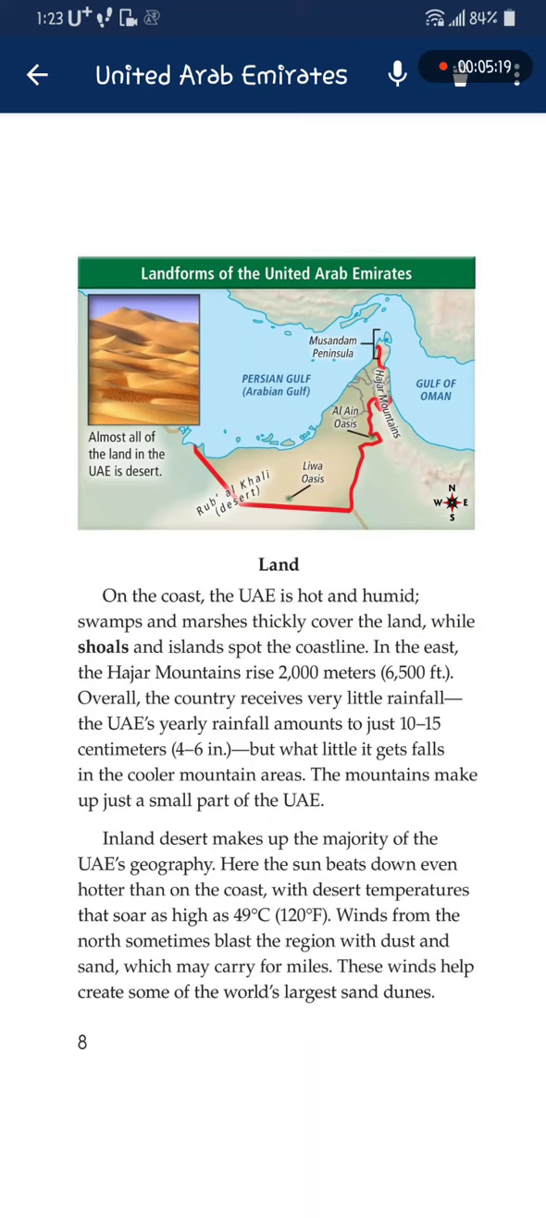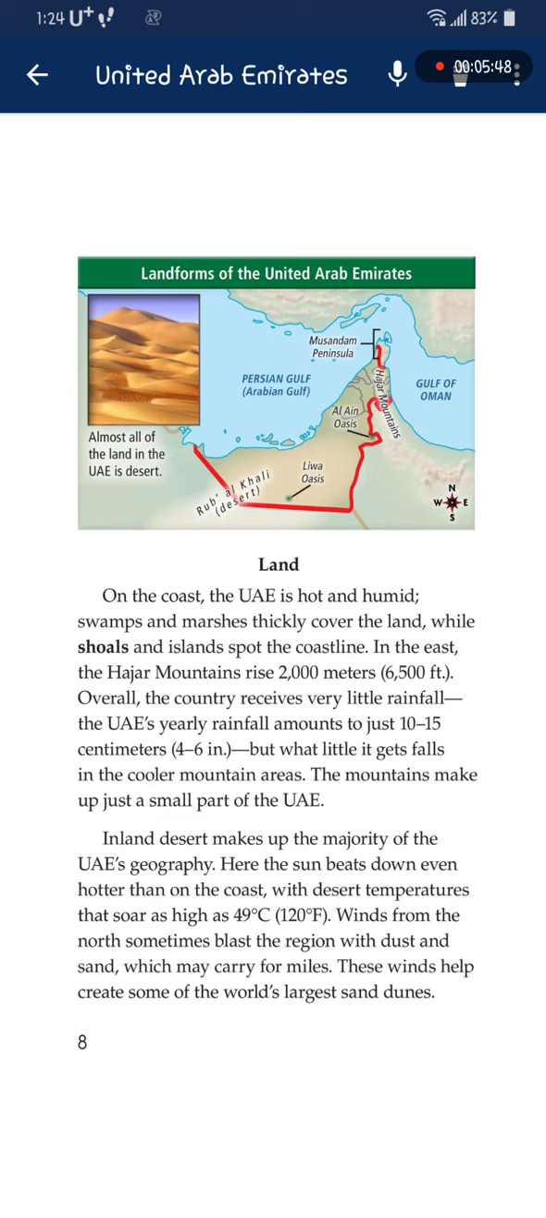Land. On the coast, the UAE is hot and humid. Swamps and marshes thickly cover the land, while shoals and islands dot the coastline. In the east, harsher mountains rise 2,000 meters. Overall, the country receives very little rainfall.